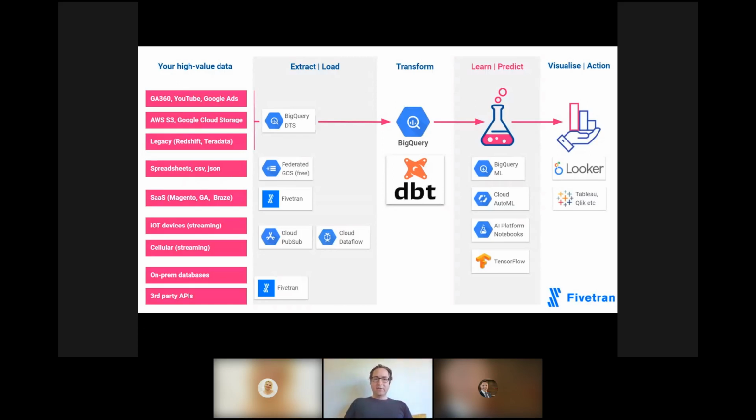So the idea here is you're extracting and loading data into BigQuery. We then hand over to dbt. dbt manages all the transformations within BigQuery. Really like dbt, mainly because it's SQL based. So most people in data organizations know SQL.